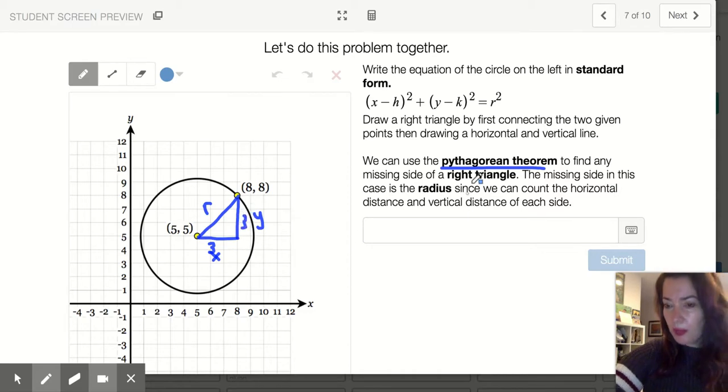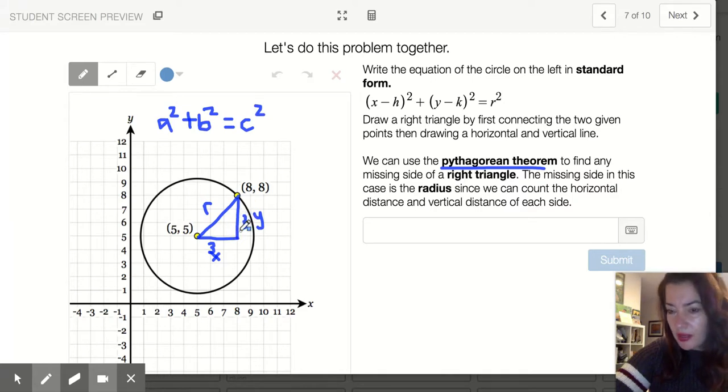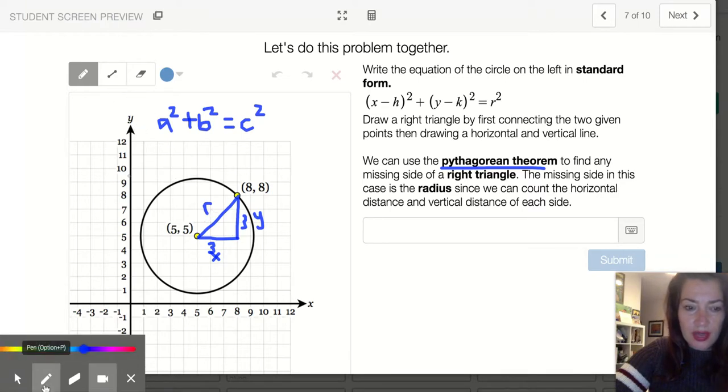So we can use the Pythagorean theorem. If you remember what that is, it's a side squared plus another side squared is equal to the hypotenuse squared. Well, in this case, our side is x squared, our vertical side is y squared, and our hypotenuse happens to be our radius, which would be r squared. So using that theorem, we can plug in those values.